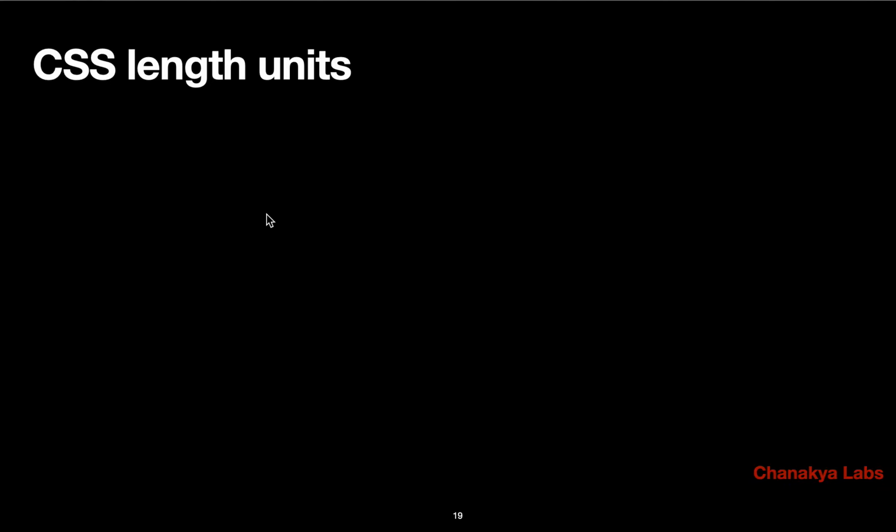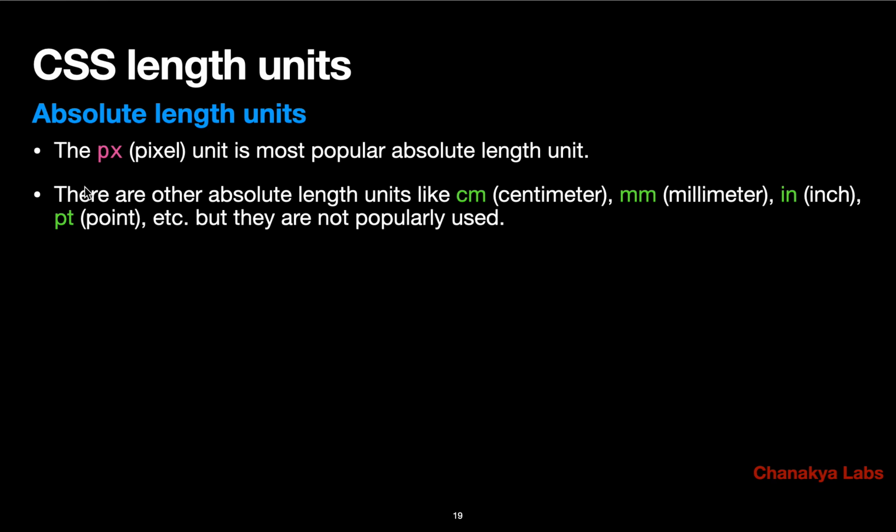There are many types. The most commonly used are pixels and rems. So let's discuss what pixels and rems are. Firstly, the pixel unit is the most popular absolute length unit. I will tell you later that it is better to use rem than pixel, but among absolute lengths, this one is definitely popular.